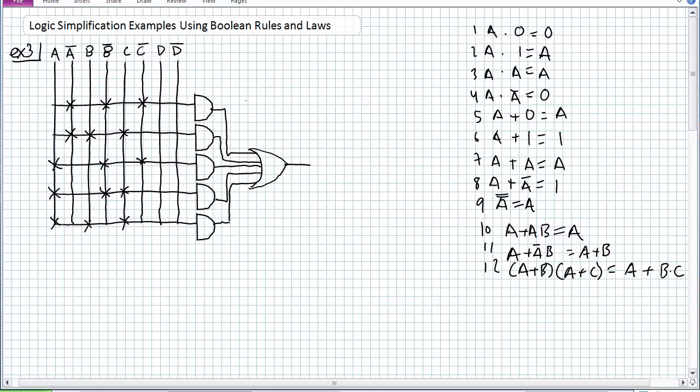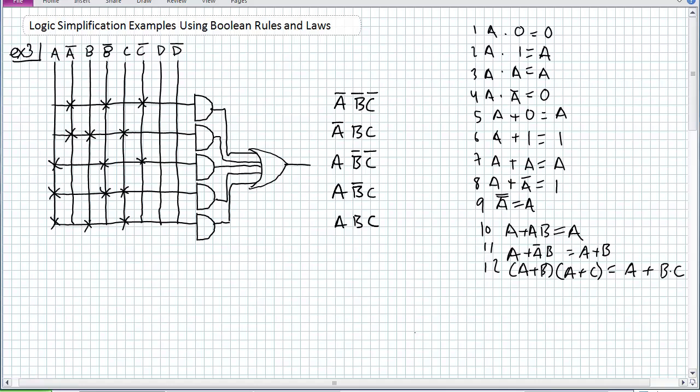Looks like that first AND gate is getting the terms not A, ANDed with not B, ANDed with not C. The second AND gate, the third AND gate, the fourth AND gate, the fifth AND gate. So go ahead and see if you can figure out what those expressions are. You should get these.